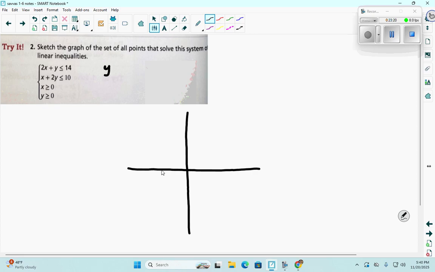If I move the 2x to the side, my inequality is going to stay the same, but now it's y is negative 2x plus 14. I'm going to do that one in red. So 14, if I were to count up 1, 2, 3, 4, 5, 6, 7, 8, 9, 10, 11, 12, 13, 14, it'd be right there. And then my slope would be down 2 over 1, and I'd keep on going down 2 over 1.